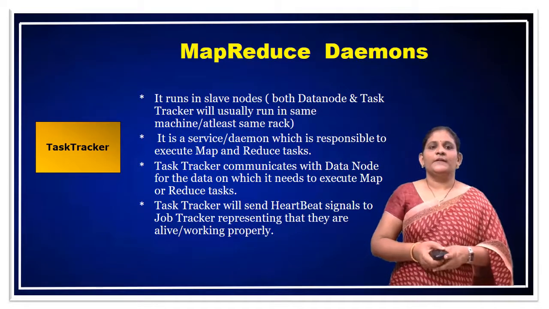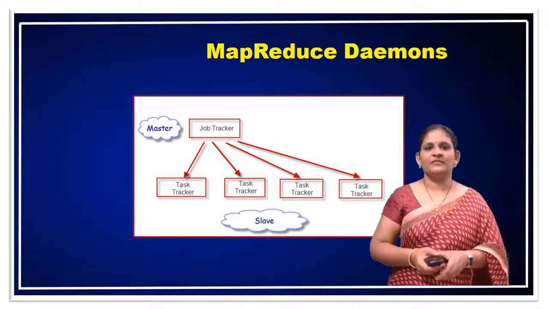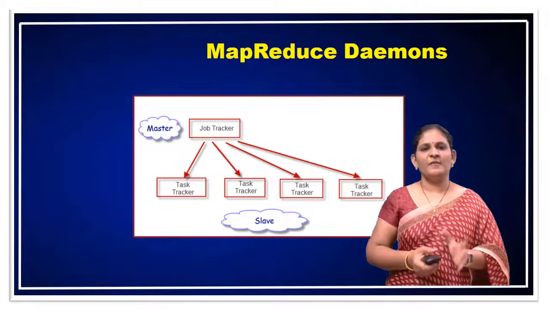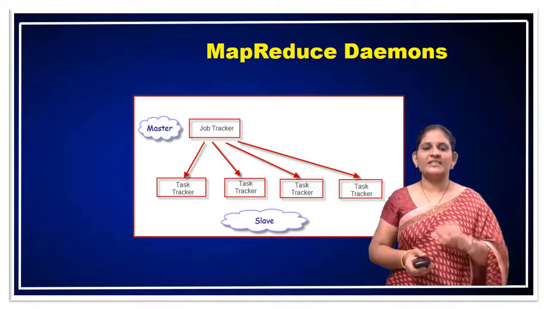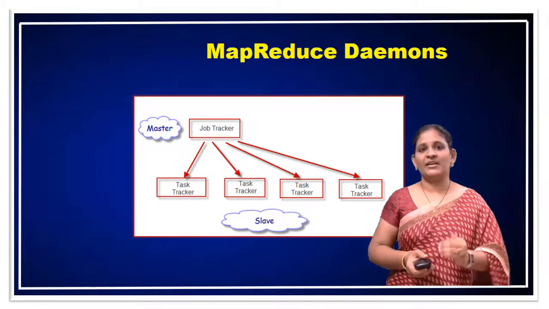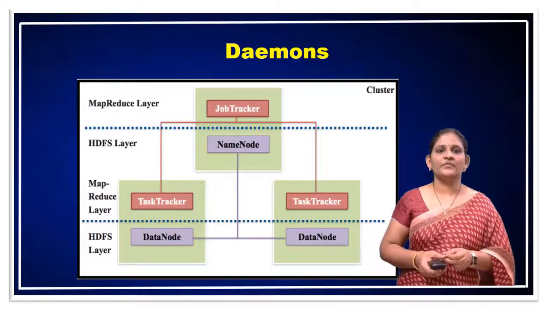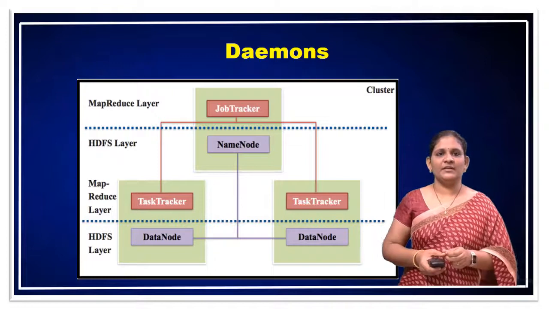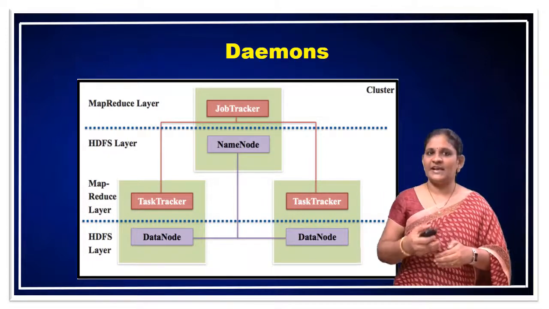So I have given the MapReduce daemons picture here. There will be one master, there will be many slaves. The master is the job tracker. It spawns the MapReduce job. Task tracker will actually execute the MapReduce task by communicating with the data node. Here is one more picture I have given. I have included both HDFS daemons as well as MapReduce daemons.